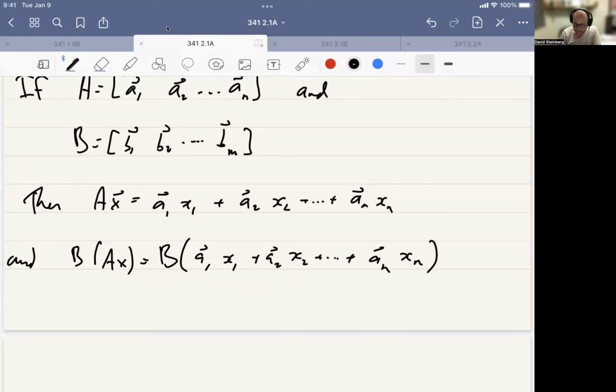Okay. And we know that matrix multiplication splits up over addition really nicely, so this will just become... We'll do all the steps. So this is B applied to the vector a1 x1, plus B applied to the vector a2 x2, up to B applied to the vector an xn.